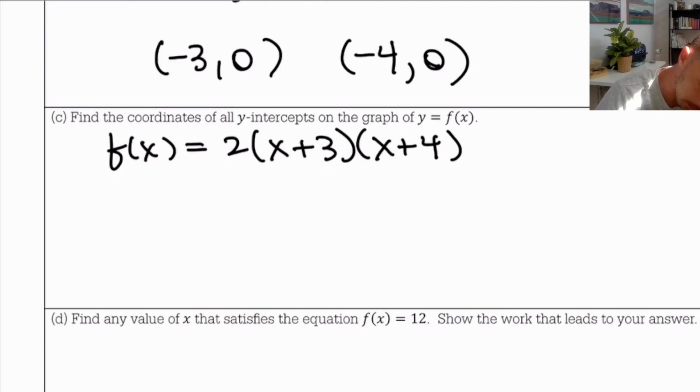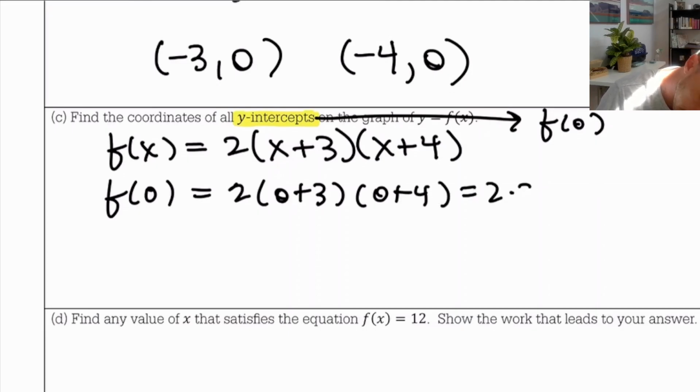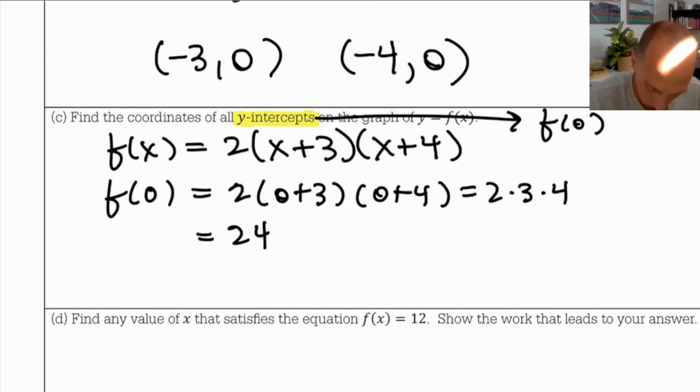Okay, the y-intercept is the value of f of 0. So I'll plug in 0 wherever I see x in the formula. So I'll have 2 times 0 plus 3 times 0 plus 4. And that's equal to 2 times 3 times 4. So that's 12 times 2 is 24. Oh, but it said to find the coordinates. So I'm going to say, all right, that's where x is 0 and y is 24.